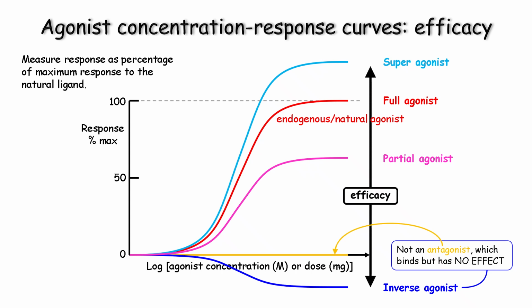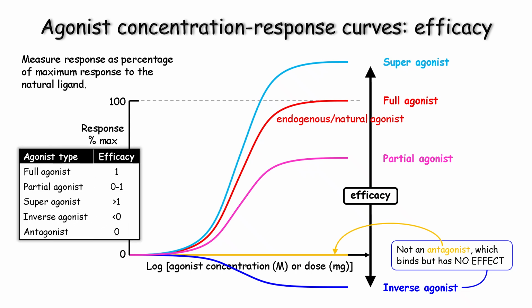This property of agonists is known as efficacy. A full agonist has an efficacy of 1, while an antagonist has an efficacy of 0. Partial agonists can have efficacy anywhere between 0 and 1, while a superagonist has efficacy greater than 1, and an inverse agonist has negative efficacy.